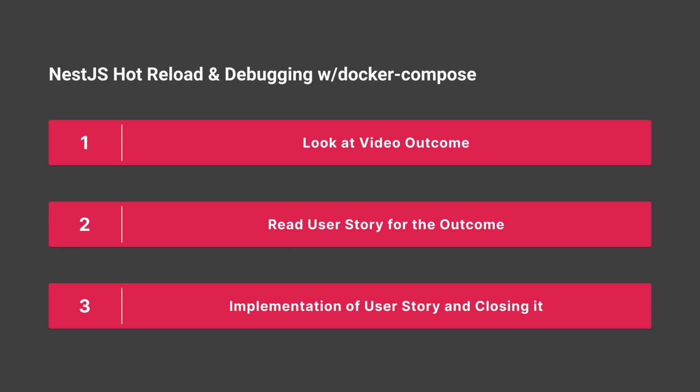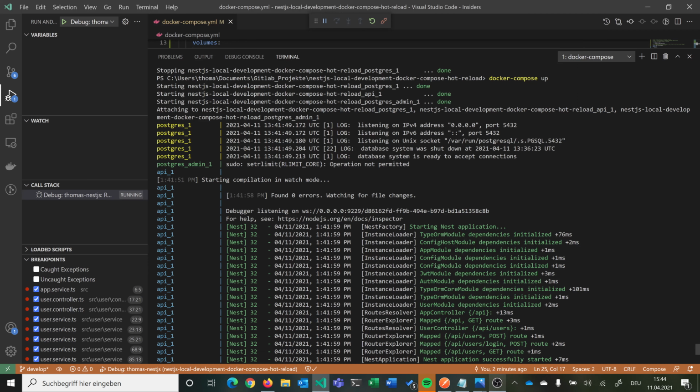So let's go through the structure. First we have a look at the video outcome, then we read the user story for this outcome, then we implement the user story and close it. Before we start, let's have a short look at the outcome of this video. When we hit the command docker-compose up later, our Postgres database spins up, so all the services that we need, and our API service, our Nest.js application.